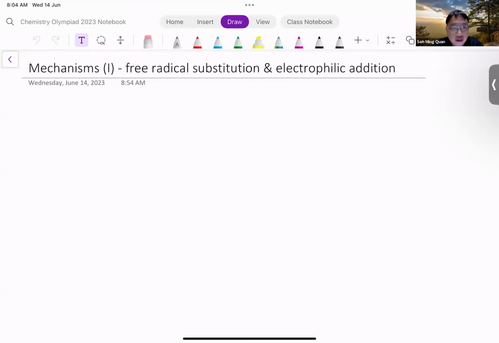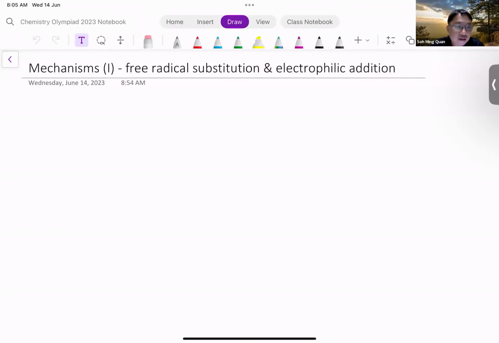Okay, good morning, everyone. Welcome back to the third lesson in the round 2 training for the Junior Chemistry Olympiad. This lesson, we will focus on organic reaction mechanisms. In secondary school, we usually learn the reactions. For example, we learn that alkanes undergo substitution with chlorine in the presence of ultraviolet light. Alkenes undergo addition, right? And so on and so forth.